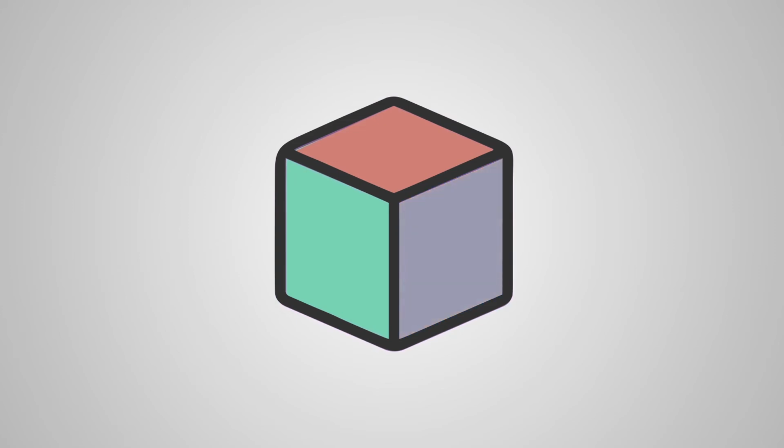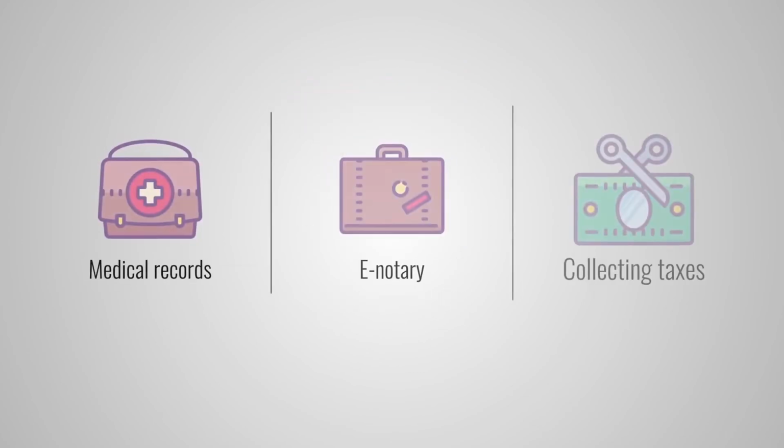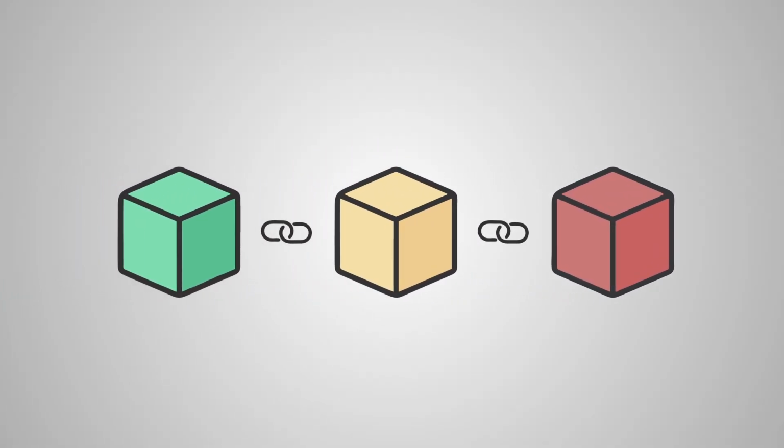Blockchains are also constantly evolving. One of the more recent developments is the creation of smart contracts. These contracts are simple programs that are stored on the blockchain and can be used to automatically exchange coins based on certain conditions. More on smart contracts in a later video. The creation of blockchain technology piqued a lot of people's interest. Soon, others realized that the technology could be used for other things like storing medical records, creating a digital notary, or even collecting taxes.